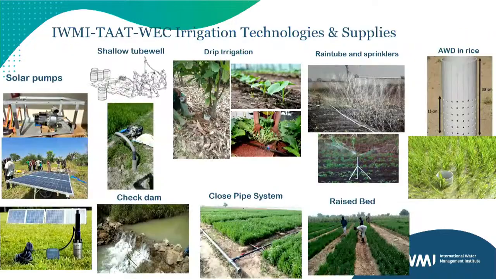For those who may be wondering what those tools are, I think they are very common, but these are pictures of this stuff. Solar pumps, and we have the check dam there. Down, we are able to manage small rivers in such a way that we can raise the head and use it better for crop production. Closed pipe system, raised bed, alternating wetting and drying system for scheduling in rice, rain tube, and drip irrigation. There are of course many more, but these are technologies that we have scaled in different parts of Africa.